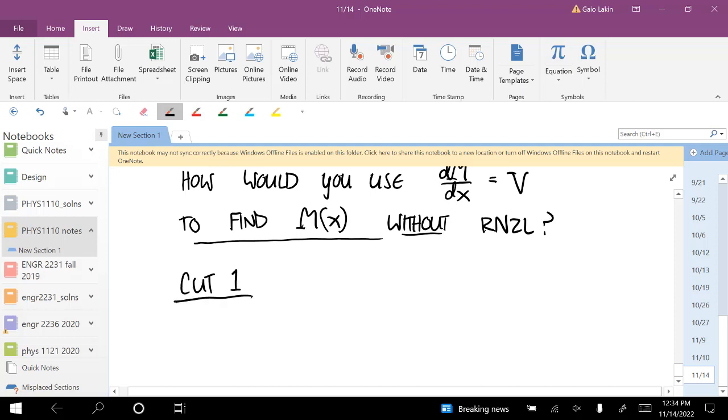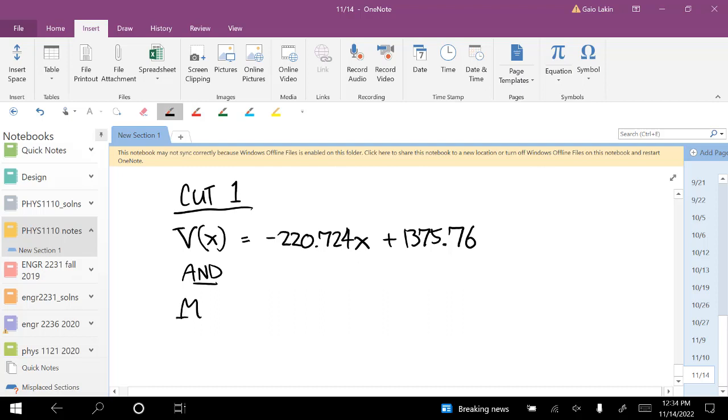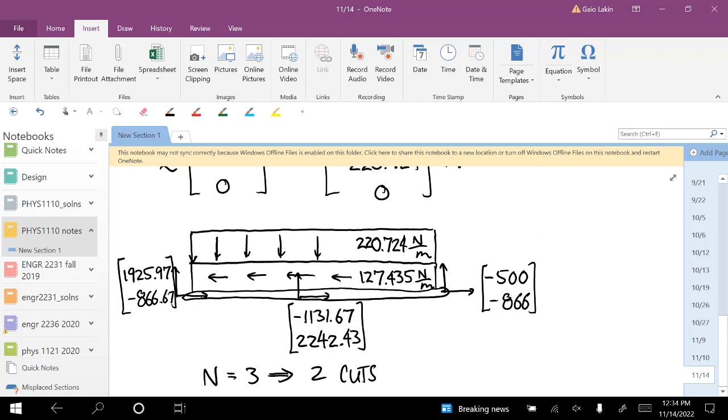And in cut 1, our shear force function was negative 220.724x plus 1375.76. And we know that the bending moment at x equals 0 is equal to, well, I did mention it, but let's just go back and look at it.